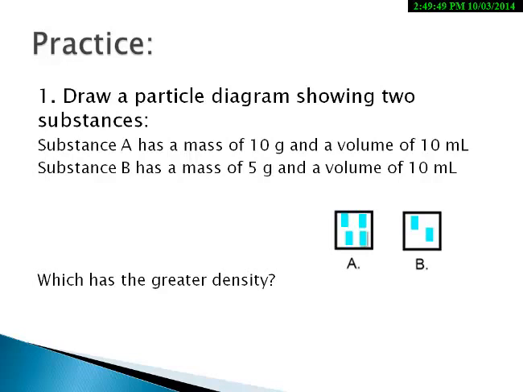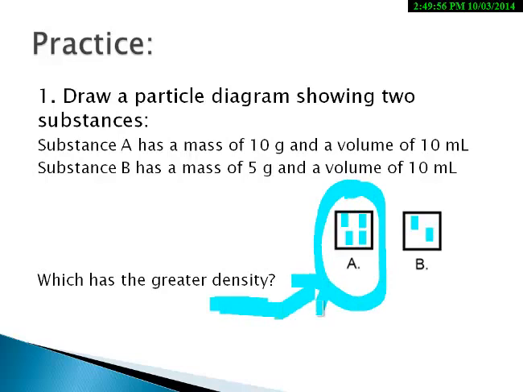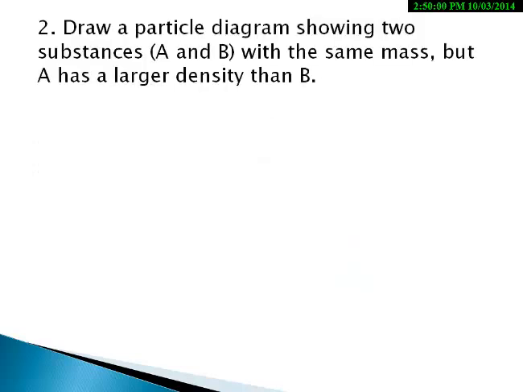Okay, which one has the greater density? And the greater density, of course, would go to A. A has the greater density because its particles are packed closer together. So let's look at one more example. Draw a particle diagram showing two substances, A and B, with the same mass, but A has a larger density than B.